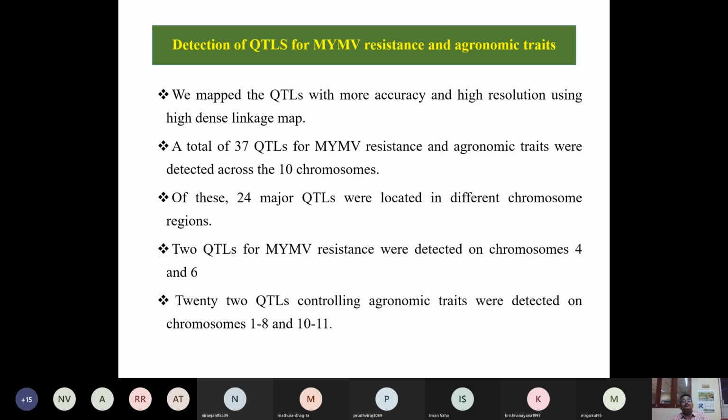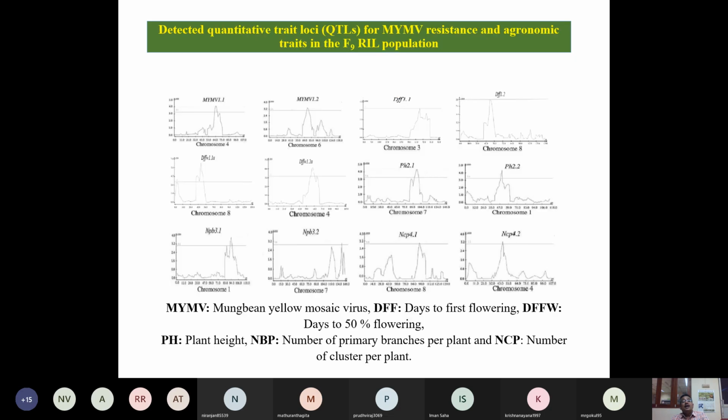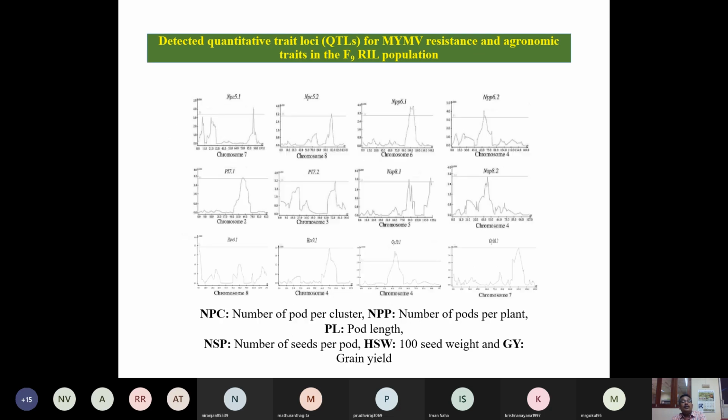So that is the QTL mapping which we have discussed so far. These are all the QTLs that QTL Cartographer will give you, and then you have to look at the LOD value and the flanking marker. You have to record these things, and then you can find out which are the common QTLs.